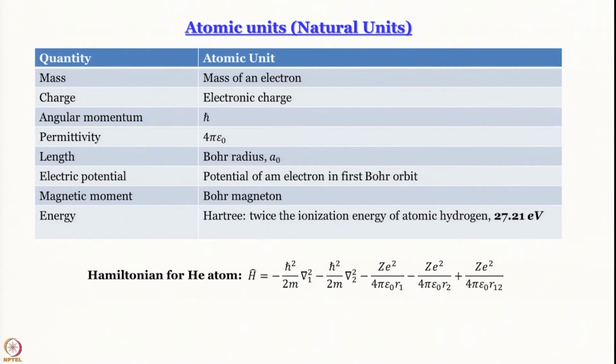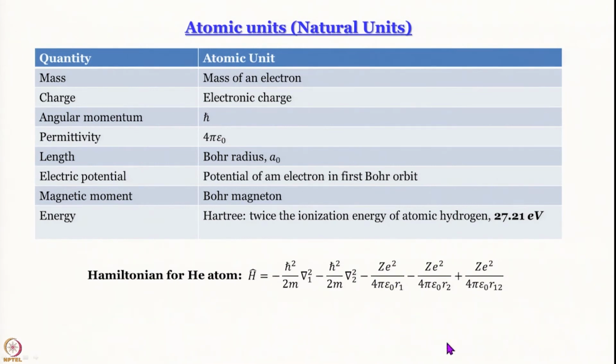So, I will start from this Hamiltonian for helium atom and write it in atomic units. What will happen? All the h cross square will become 1, all the m's will become 1, because here m is mass of an electron. So, the first term and the second term, what will they become? Minus del 1 square minus del 2 square. What will the third term become? E is set to 1, 4 pi epsilon 0 is 1. So, you are left with minus z by r1. Similarly, in the fourth term you are left with minus z by r2.